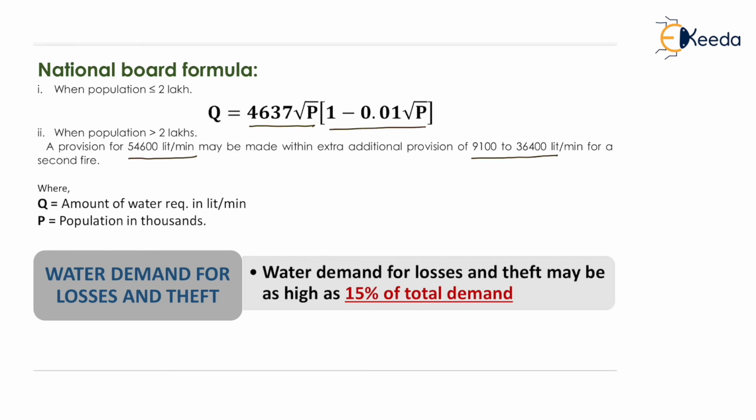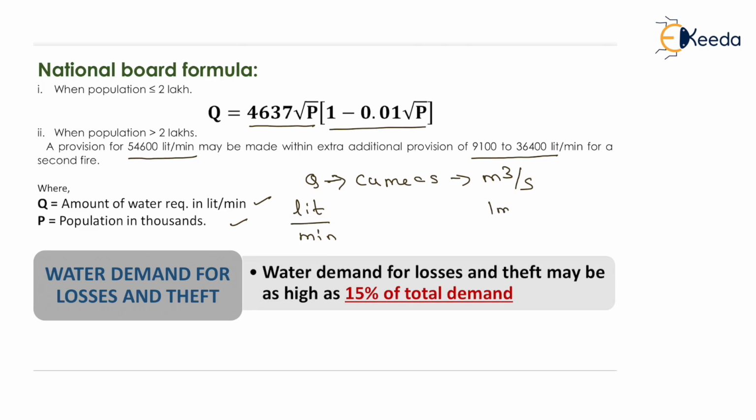Okay, that will be the National Board formula. And we had already discussed that Q is the amount of water required in liter per minute and P is the population in 1000. But GATE has always asked for Q in Q max, the amount of water in Q max. What is Q max? It will be in meter cube per second. Now we need to convert the liter per minute into meter cube per second.